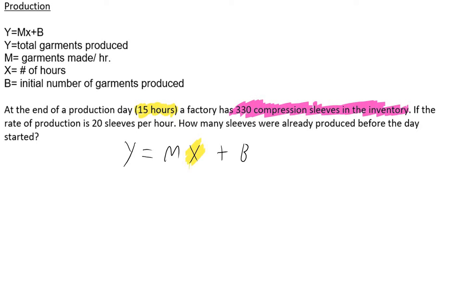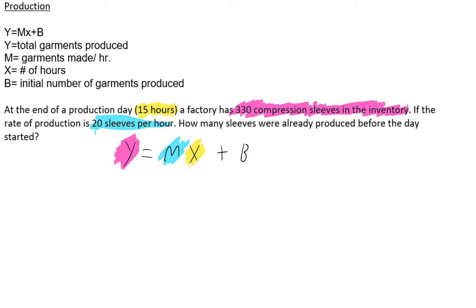In this one, it's saying that it has 330 compression sleeves in the inventory at the end of the production day, after everything is said and done. So that tells us that this is going to be our Y term. This is our complete total amount of compression sleeves, right? And then we see the magical word "per," telling us that it is going to be our rate, our slope, or our M.